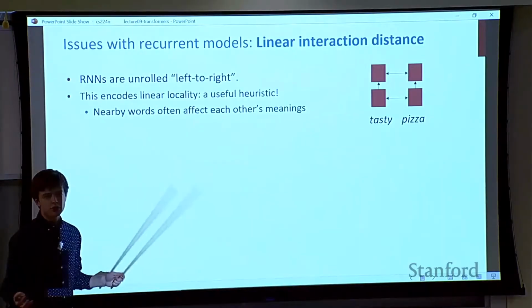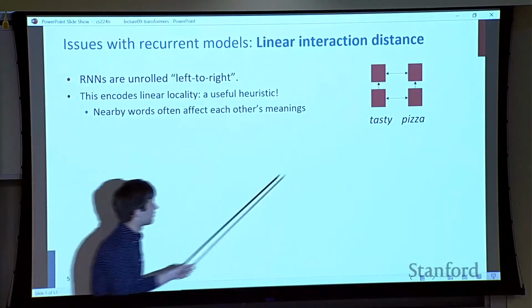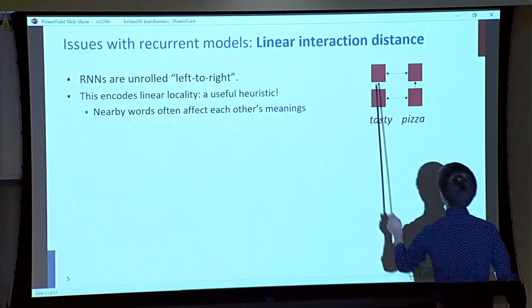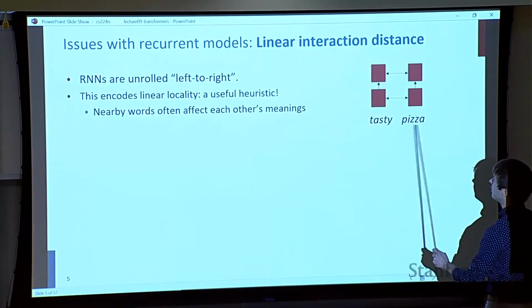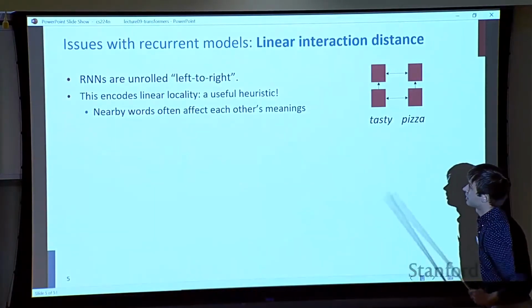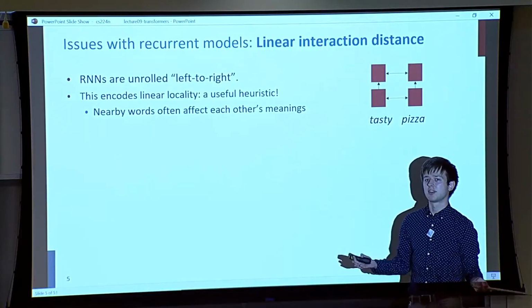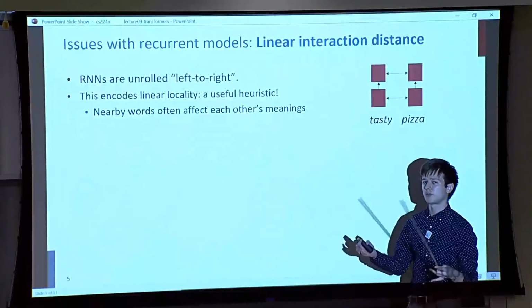A recurrent neural network encodes linear locality, right? So once I'm looking at tasty in this phrase, I'm about to look at pizza, or if I'm going in the other direction, once I look at pizza, I'm about to look at tasty. And so it's very easy for their presence in the sentence to affect the representation of the other word.